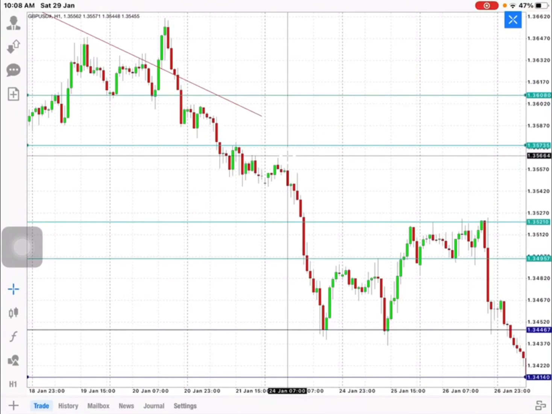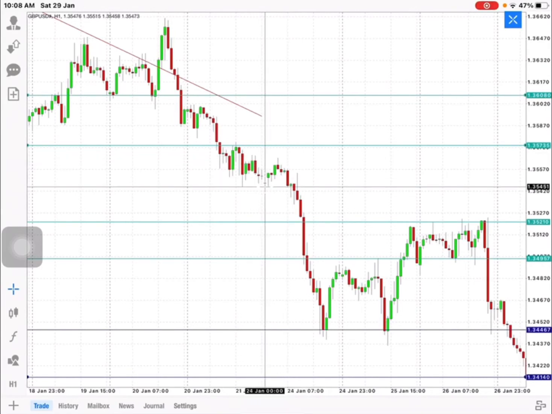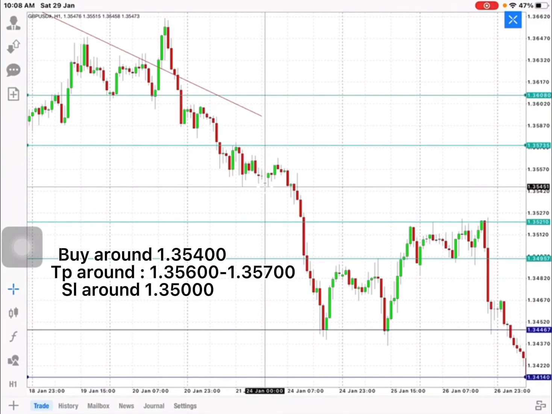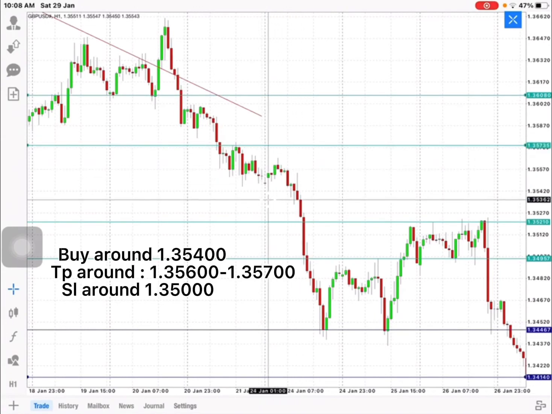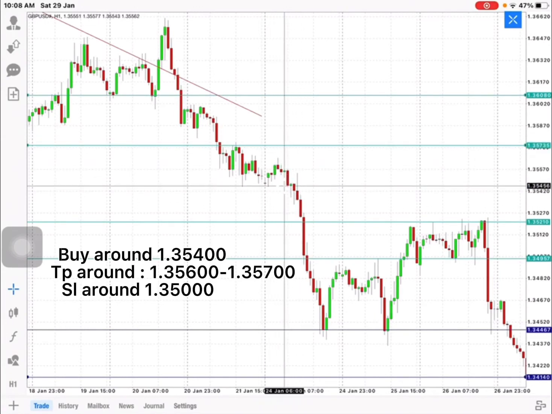Why is stop profit important? Stop profit will secure a partial amount of your profit. For an example, I'm educating you guys here, if you have bought your order around 135,400, and your TP is around 135,600, and your stop loss is 40 pips, at 135,000.